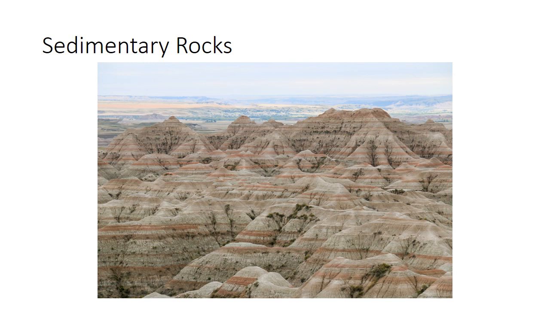Sedimentary rocks often look like what you see in the picture. In the picture you see layers. These are formed from layers of deposited remains of plants and animals and rocks over thousands or millions of years. This place is in the USA. It's called the Badlands National Park.